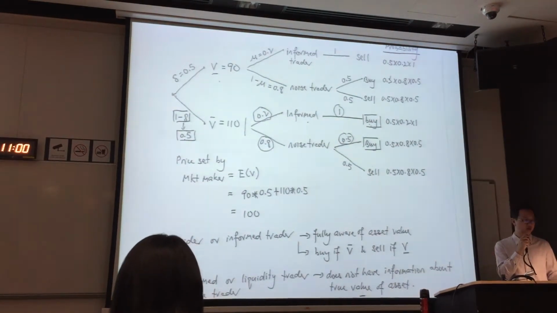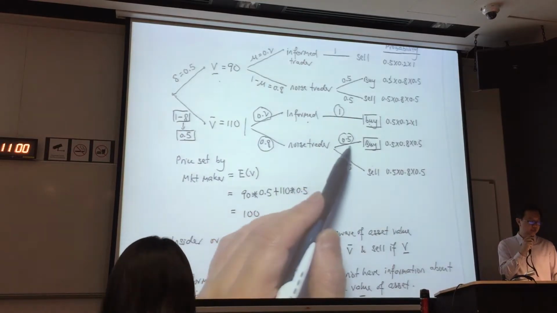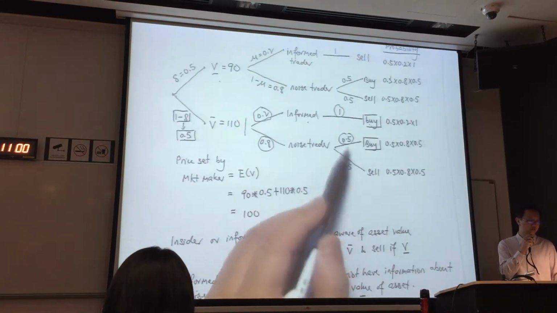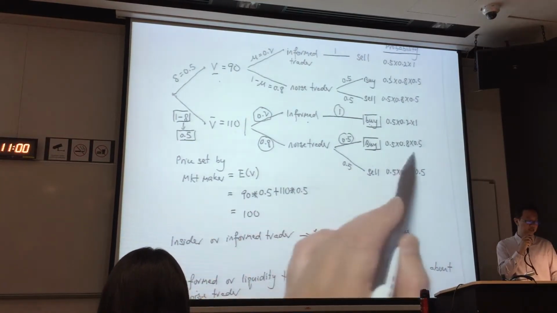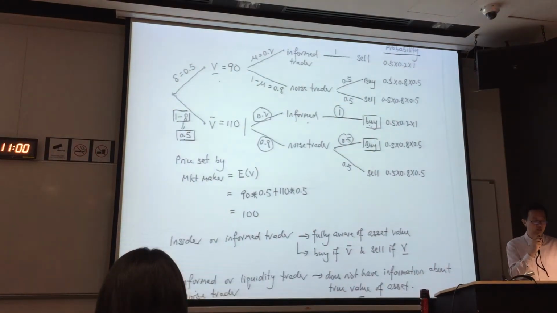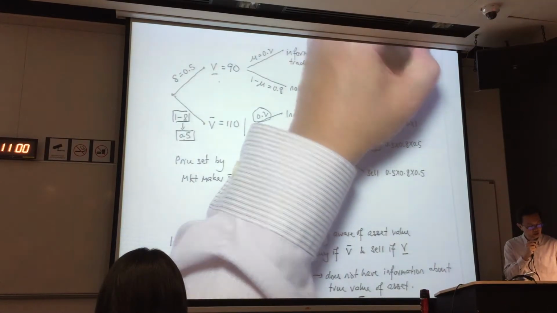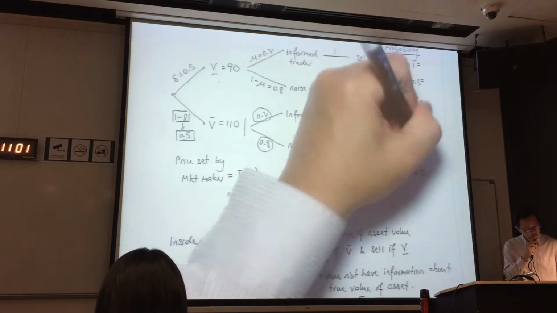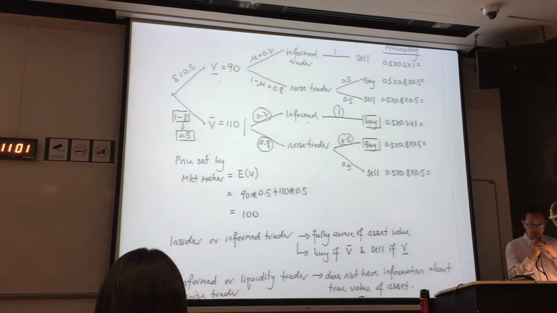For example, the examiners can change this probability of noise trader buying and selling into 0.6 and 0.4. Then this probability and this probability will not be the same. Understand? So always remember, you need to know how the number is actually calculated. Okay, so let's work out the number.